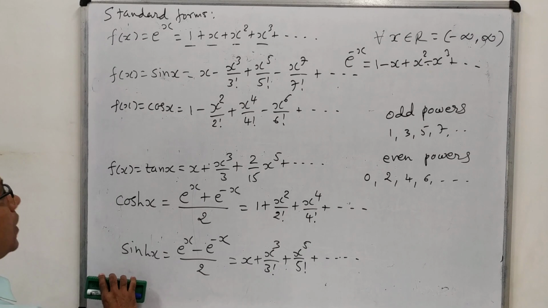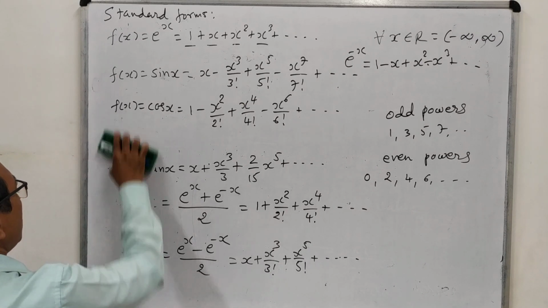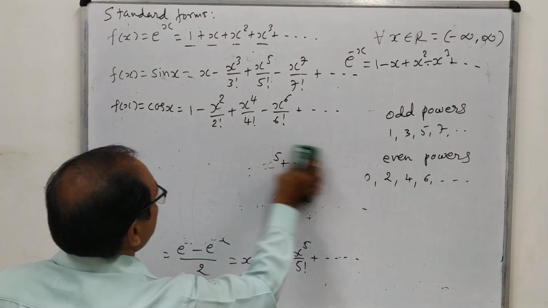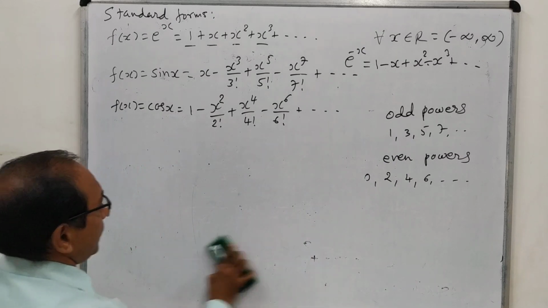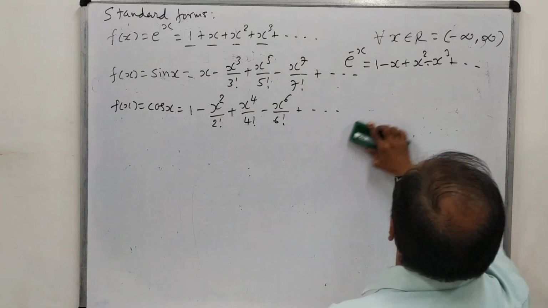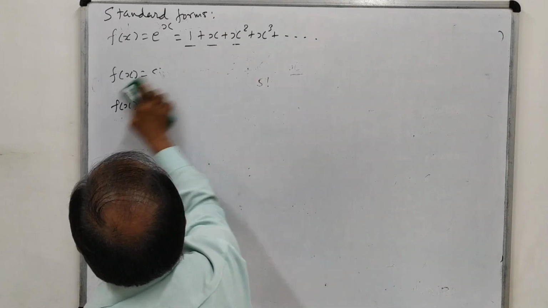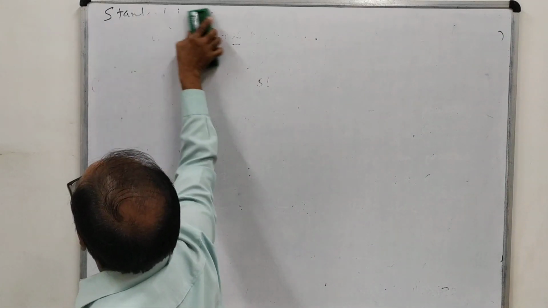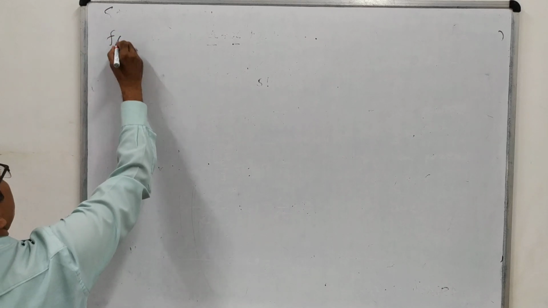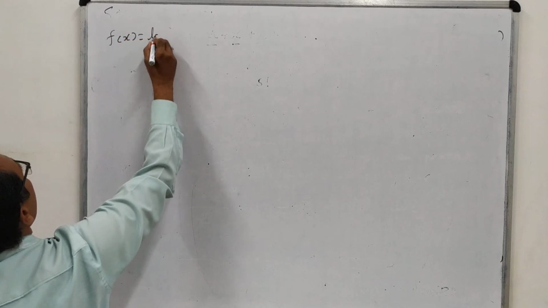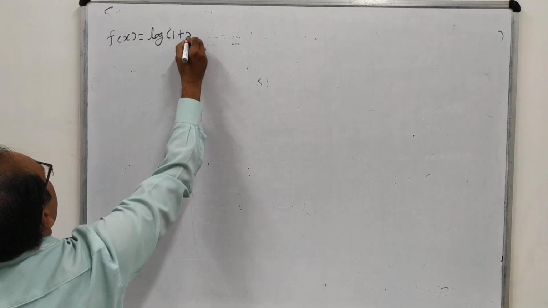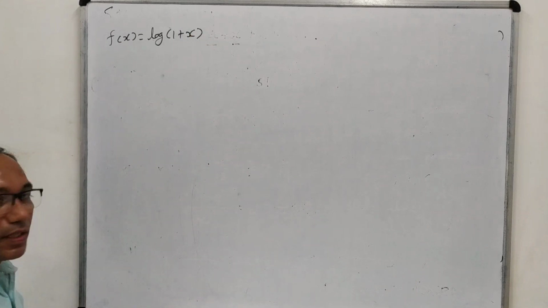Okay, now we will proceed further. Now we will obtain the Maclaurin series for a standard form. This is also a standard form. F of x equal to log of 1 plus x. We want to find the Maclaurin series.